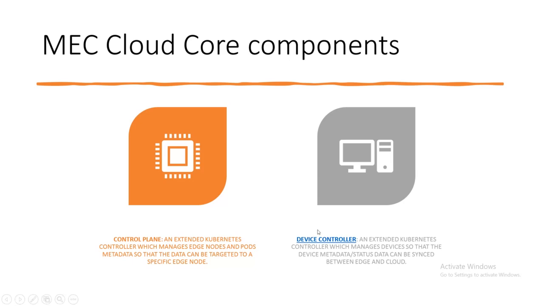The next component is device controller, an extended Kubernetes controller which manages devices so that the device metadata status can be synced between the edge and the cloud. As I said earlier, there are two side servers. One is Cloud Core and one is Edge Core. So the device controller keeps storing the metadata of the devices so that later both the edge side and the cloud side can be synced together. This is the main function of the device controller in the MEC architecture.